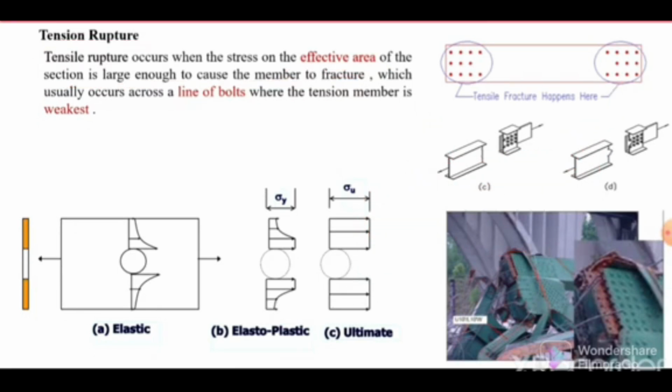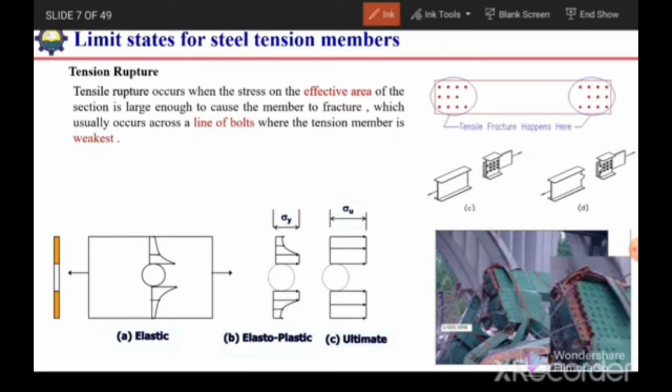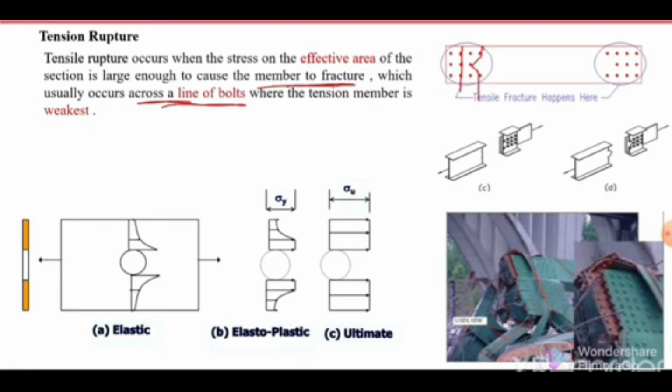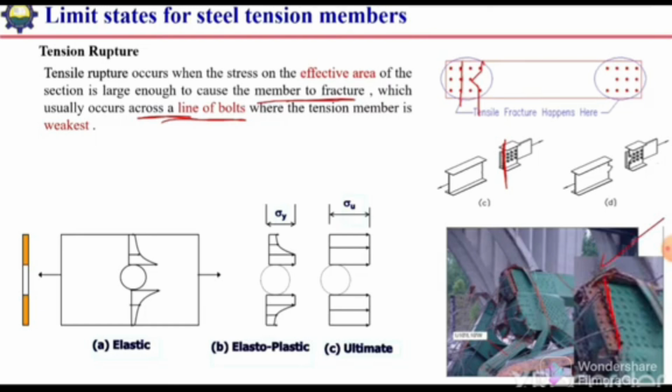So rupture failure will occur when the stress is large enough to cause the fracture, which usually occurs across a line of bolts. So this occurs across the line of bolts, either in this direction or over here like this. Here, we see it is along this line of bolts. Okay, so we can see this picture here. The failure is along the line of bolts, from the line of bolts here as well.